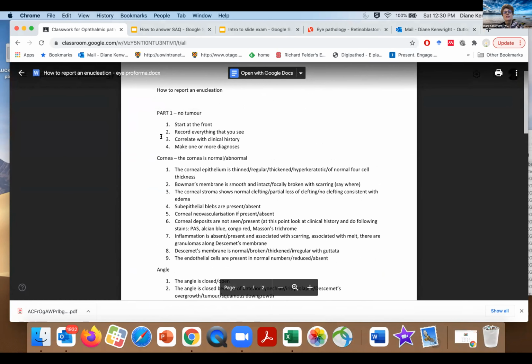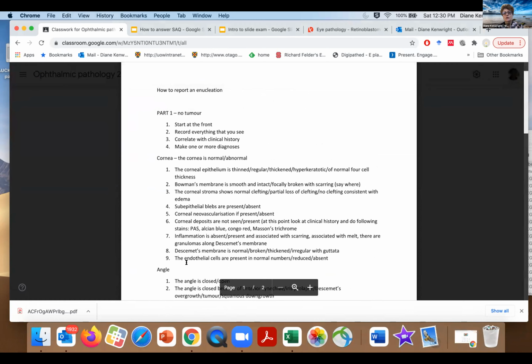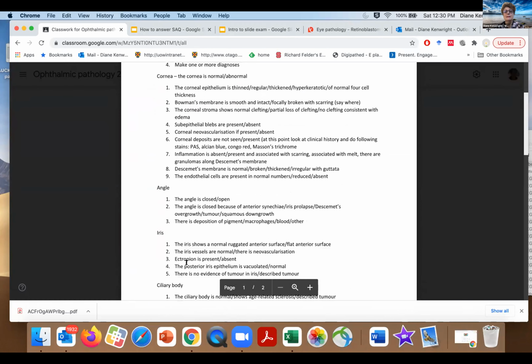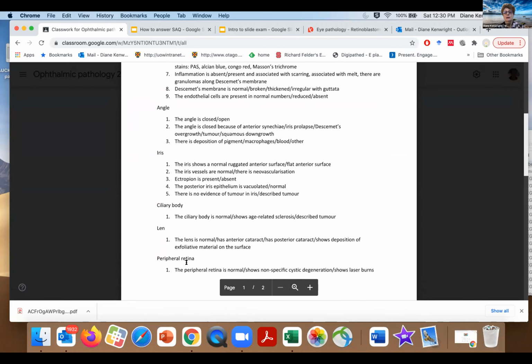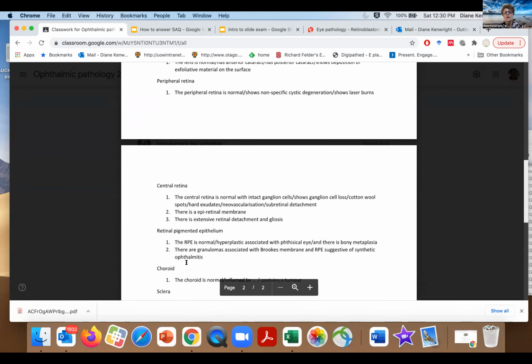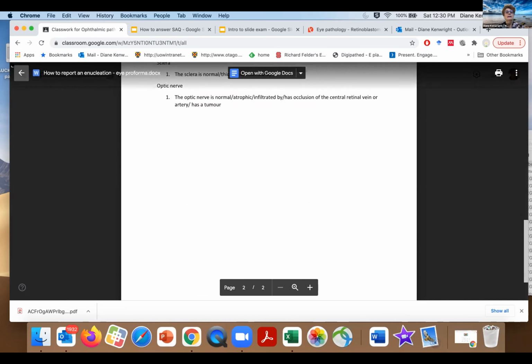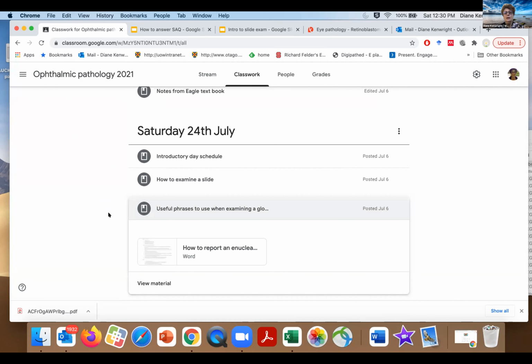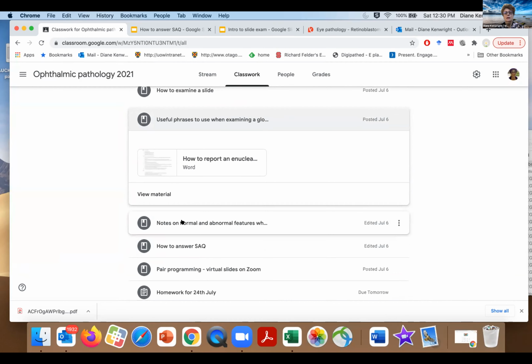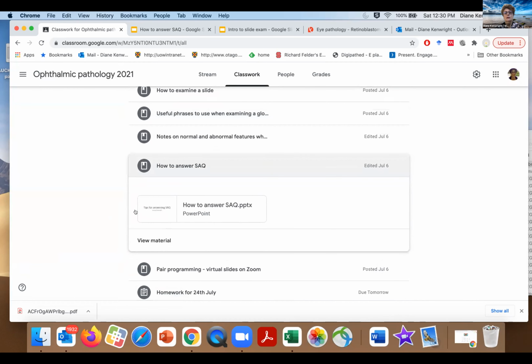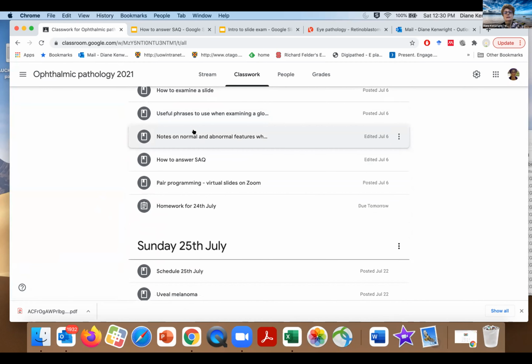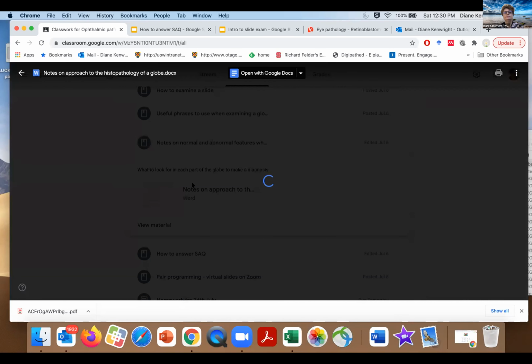So these are the things in detail that you should look for when you're examining each part of the eye. It's your checklist as you go through when you're examining the eye. And then here, this one here is a similar document.